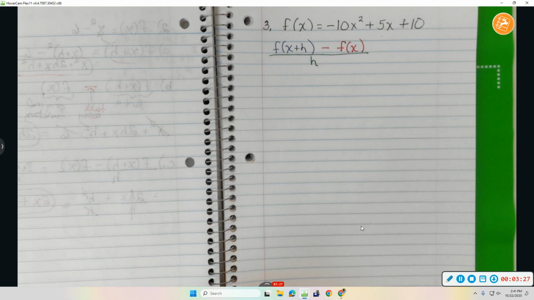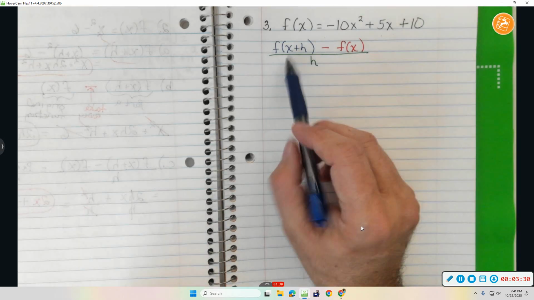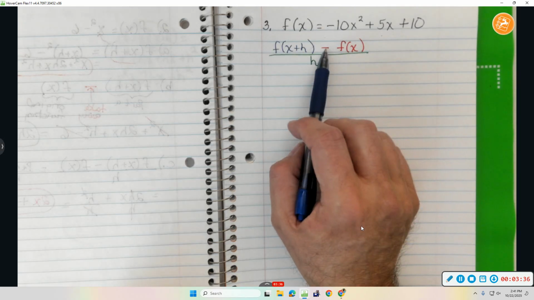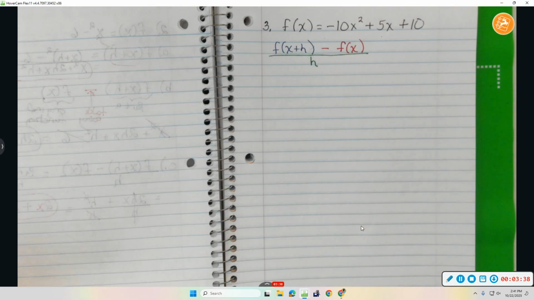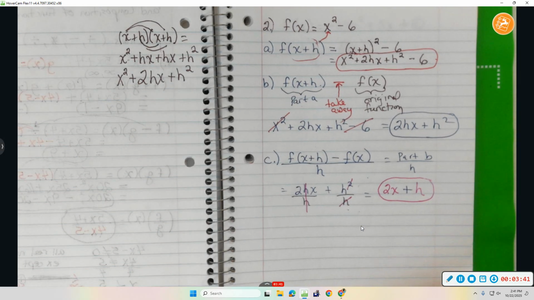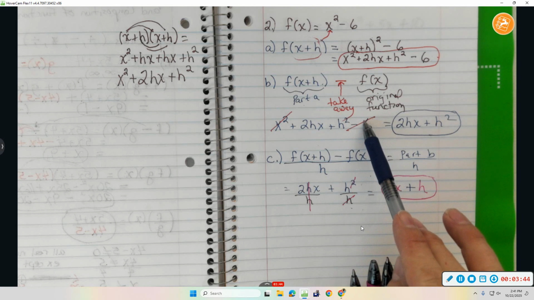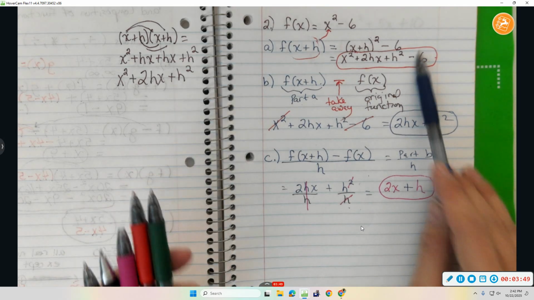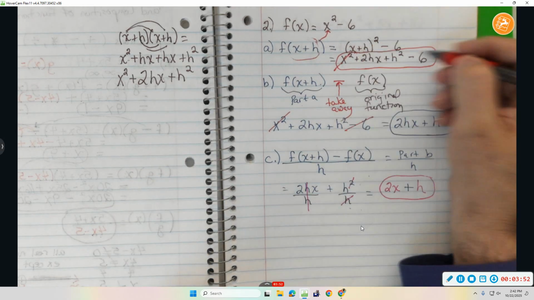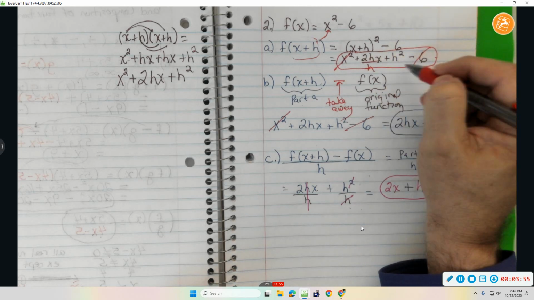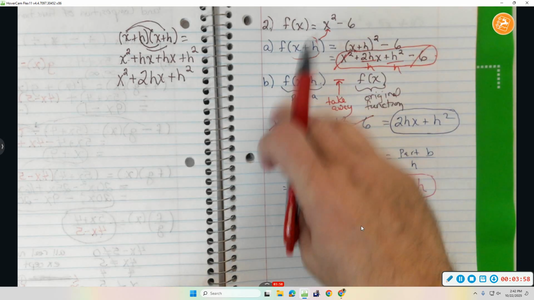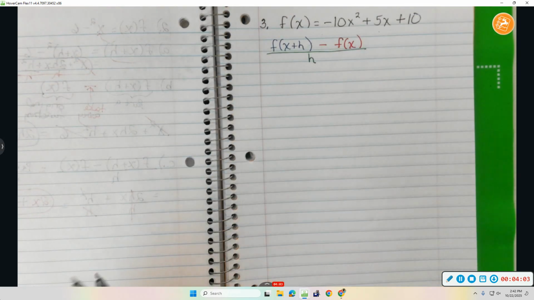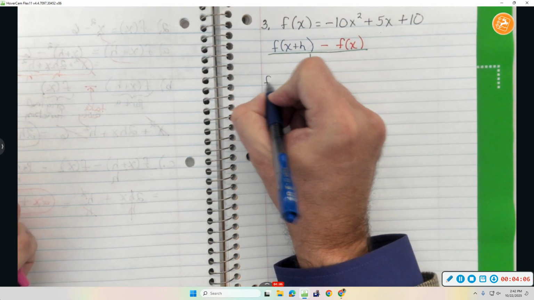I'm going to first of all find the f of x plus h in blue. Then I'll use red ink to do the minus f of x. And the minus f of x is just crossing out the stuff. What I'm going to do is, on problem 3, I'm going to find the f of x plus h, and then mark out, over h, rather than writing it up, taking up so much room here going through all the steps. But the f of x plus h, that's the involved part.